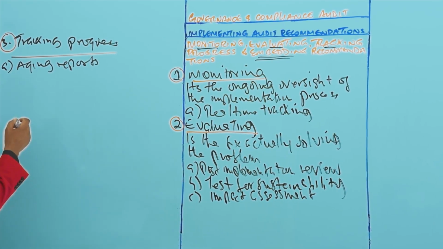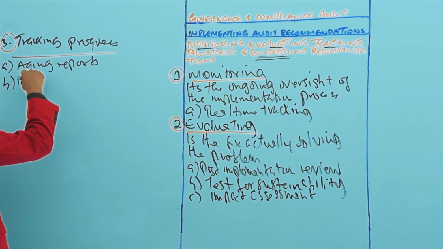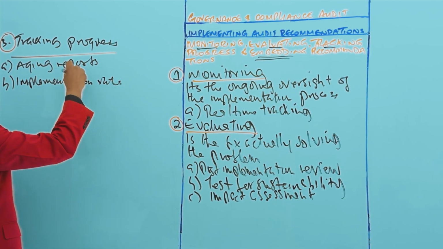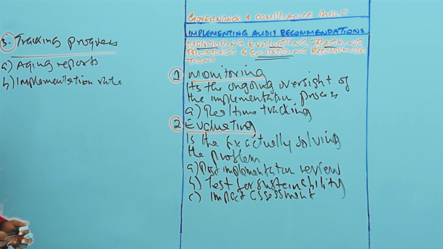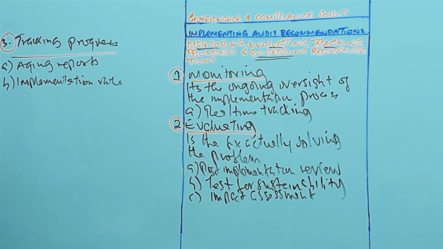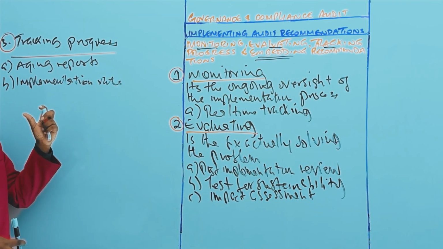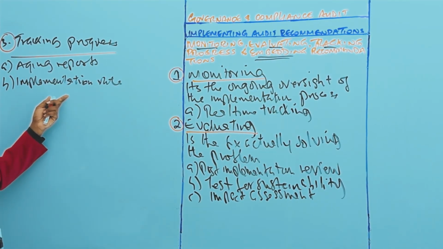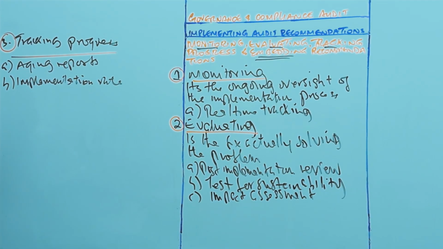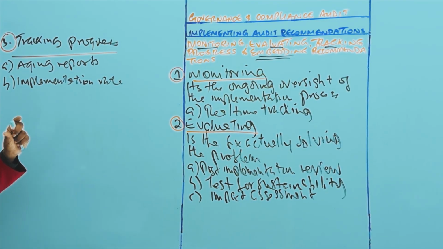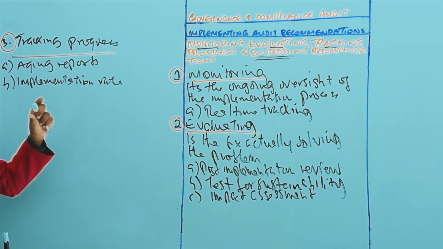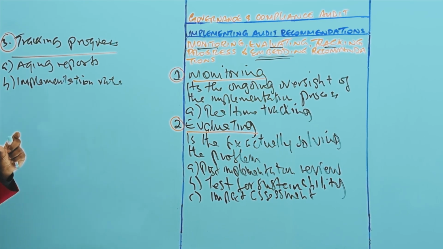Then number 2, we have implementation rate. This is the percentage of the total recommendations closed versus those still open. That's how you also track progress, through the implementation rate. You check the percentage of the total recommendations that are closed or completed versus those that are still open.